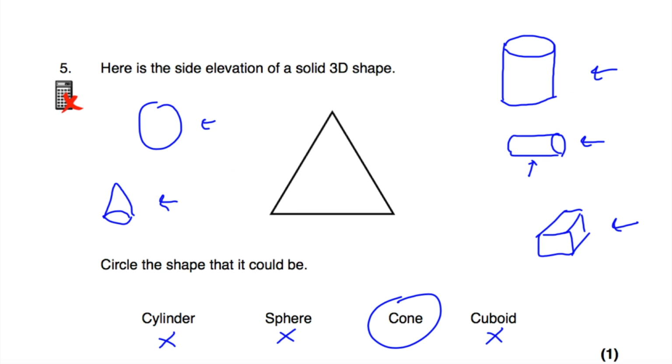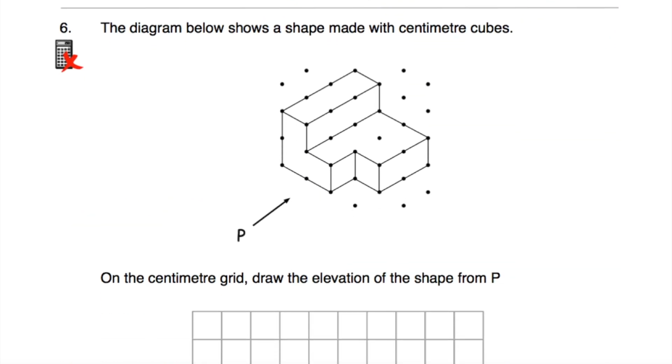Okay, let's look at our next question, question number 6. So question number 6 says the diagram below shows a shape made from centimetre cubes. And on the centimetre grid below, draw the elevation of the shape from P. So we need to look at the elevation from P, so what the view would look like from this point P. So if we were looking at it from the point P, what would we see?